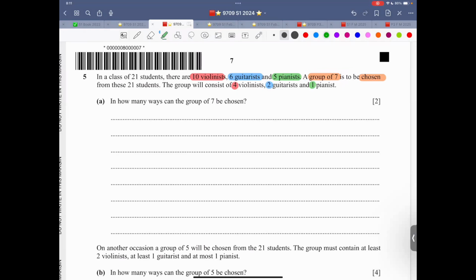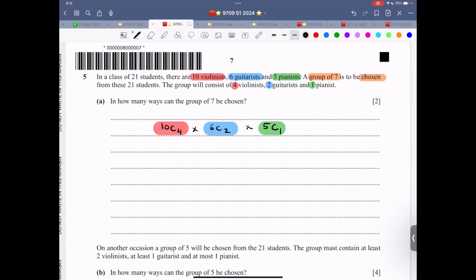The first part is very basic. That is this thing. First of all, that's the green one. Then there is the blue one. Then there is the red one. So therefore, we would choose 10C4 and 6C2 and 5C1. So grab your calculator and multiply.